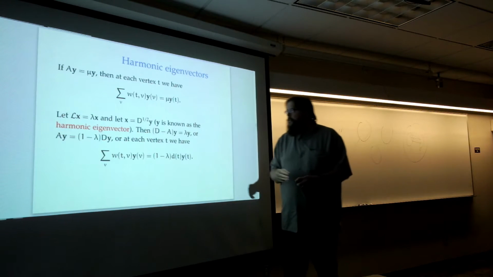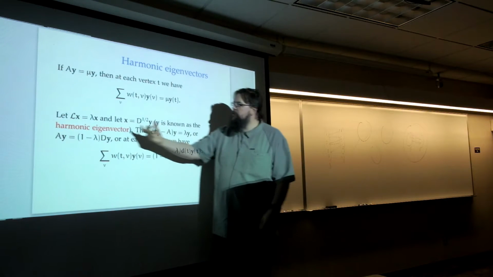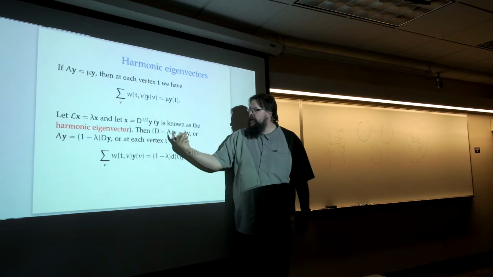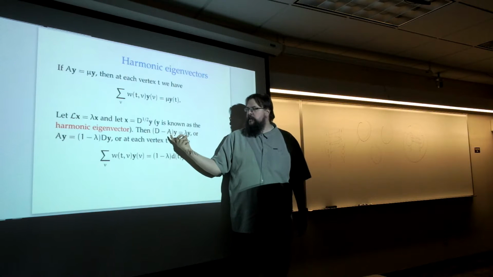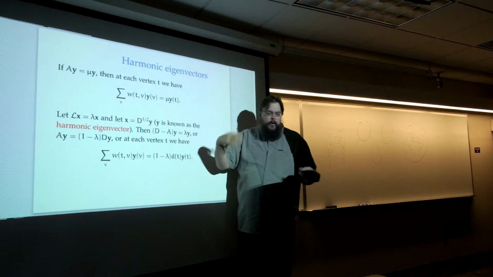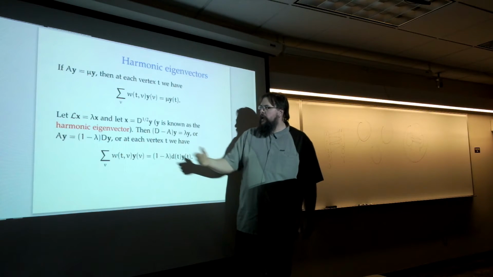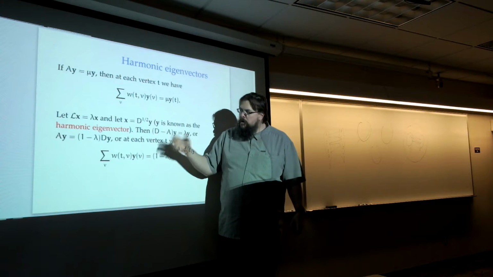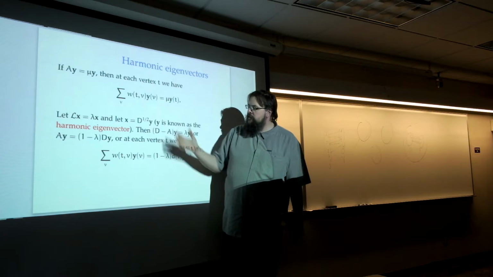Now, why do we care about this? Well, if I start with this expression, then once I replace x by d to the 1/2 times y, I get something pretty simple. D minus a times y equals lambda y. Or I just rearrange. A times y is 1 minus lambda d times y.